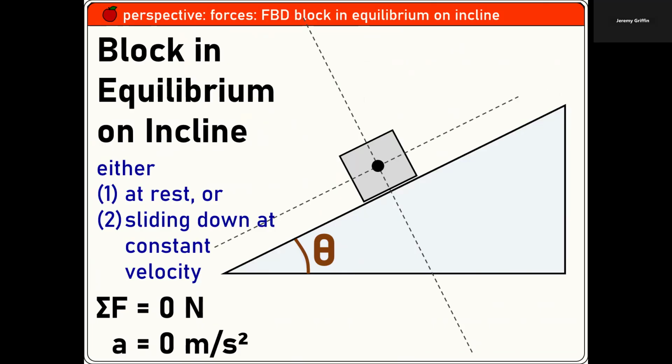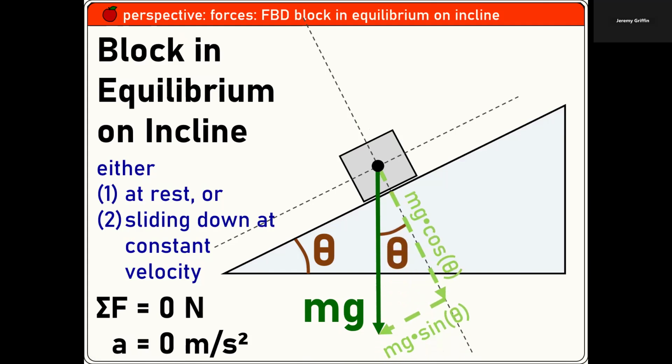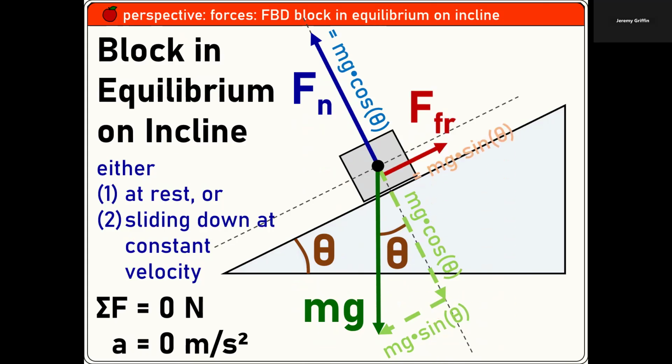What's one force on this block? mg, yes, it's weight. What's another force? Normal force. Let's split that into components. Notice I dashed the components, I didn't make those solid. There's the normal force. Is that in equilibrium yet? That's not in equilibrium yet. We need a friction force. There we go. Now it's in equilibrium.